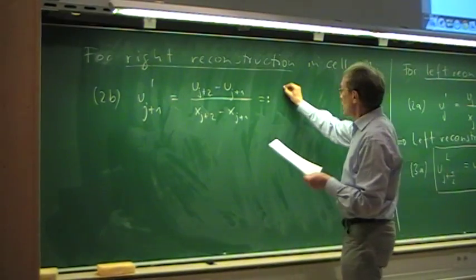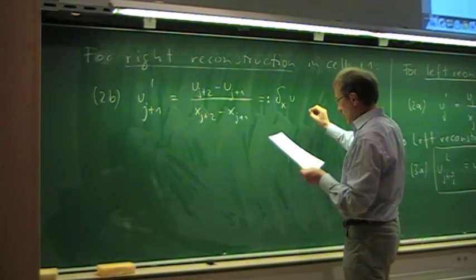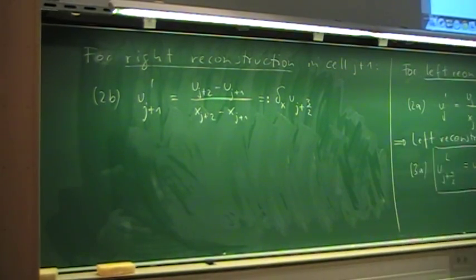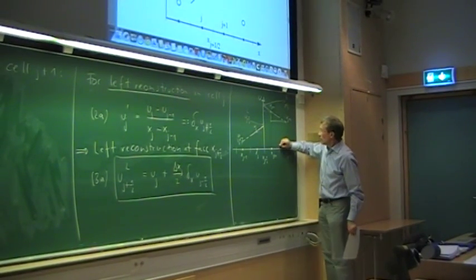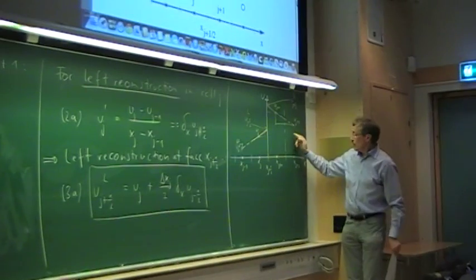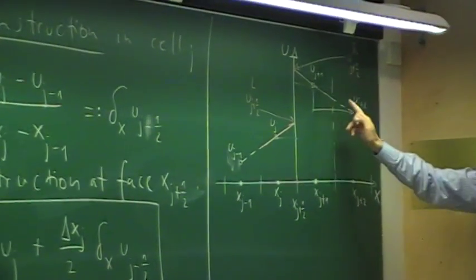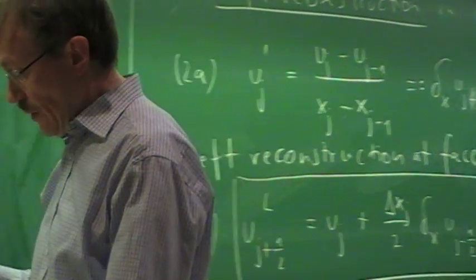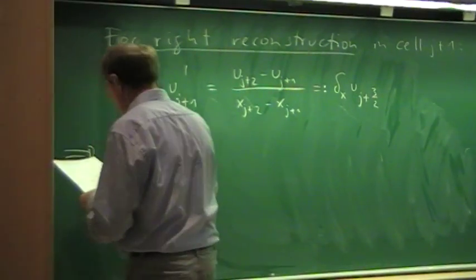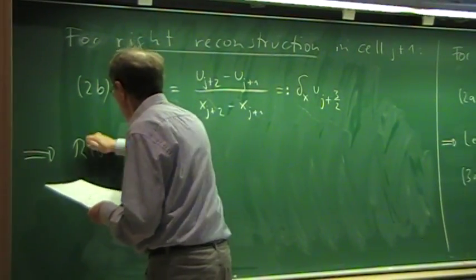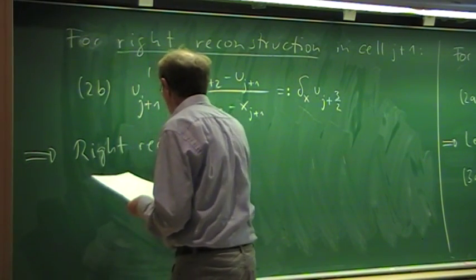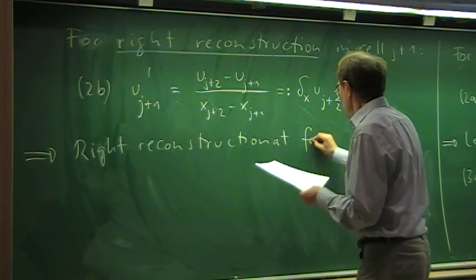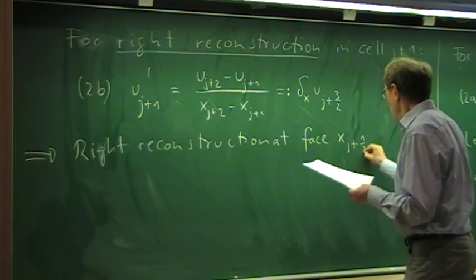And that will be then the slope across the face j plus 3 half. You think of it here. So what we do here, this is the face j plus 3 half. And we take the slope across that face. And from that, we get then the right reconstruction at the face xj plus 1 half. So that is the right reconstruction at the face xj plus 1 half.